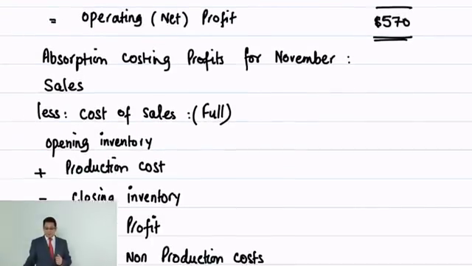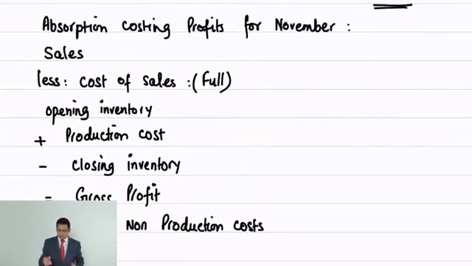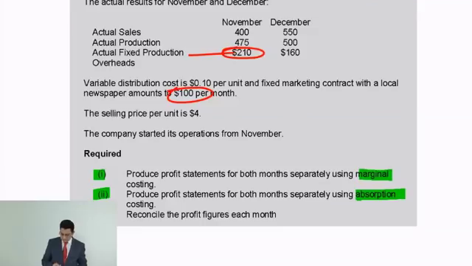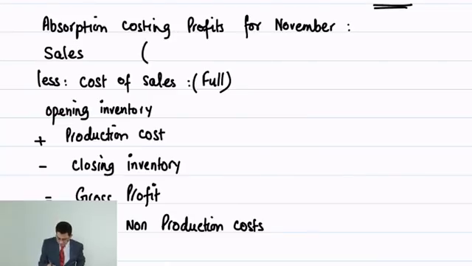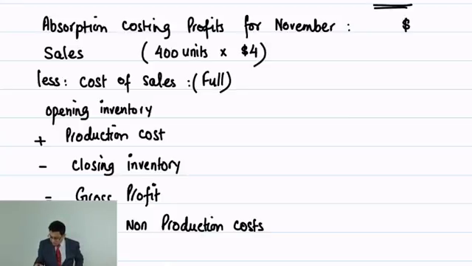Okay, let's start picking up the numbers for the month of November. Sales: as usual, 400 units were sold and selling price per unit is $4. So 400 units times $4, sales revenue is 1,600.